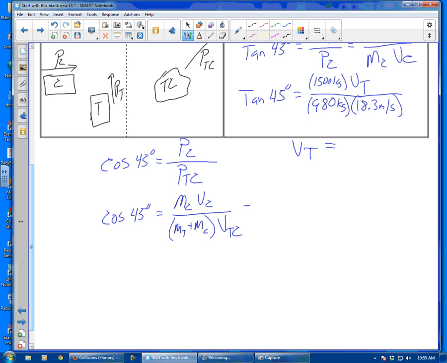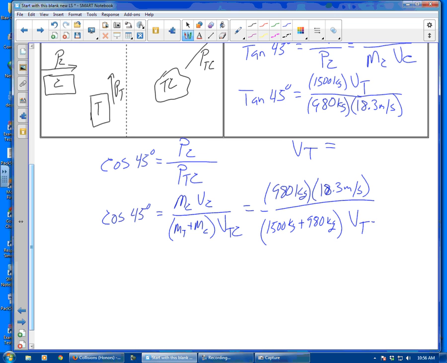And then it's just substituting in, right? 980 kilograms, 18.3 meters per second, over 1,500 kilograms plus 980 kilograms, and velocity of the truck car or the wreckage, however you want to say it. And just have that one variable to solve for.